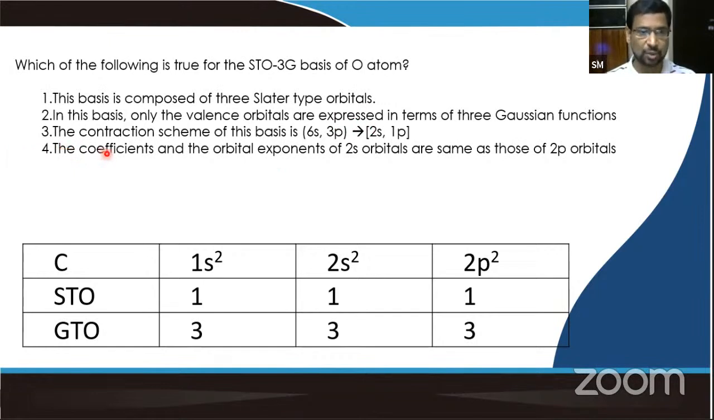The fourth option is that the coefficients and the orbital exponents of the 2s orbitals are the same as those of the 2p orbitals. If you remember the basis set discussion in the lecture, or look it up on the website I referred to, the 2s and 2p orbitals would have the same orbital exponent, but the coefficients are going to be different. So this option expects that the coefficients and the orbital exponents are both the same, but that's not true. Only the orbital exponents are the same for 2s and 2p; the coefficients are different.